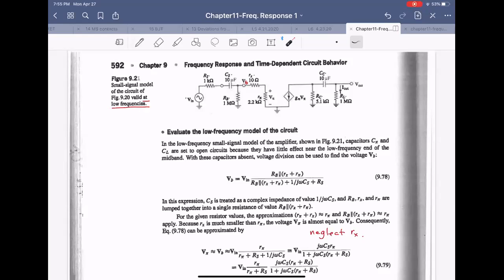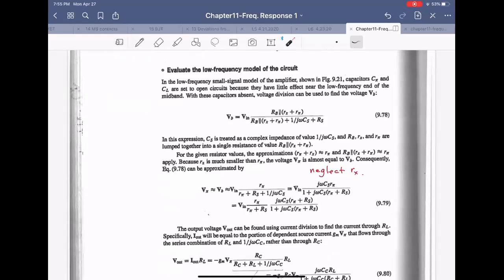Then we have to play this game to make this kind of form. In the denominator should be 1 plus J omega C, like that. So we can make it this way, and we can take out R pi plus RS and R pi. So we'll have this form.